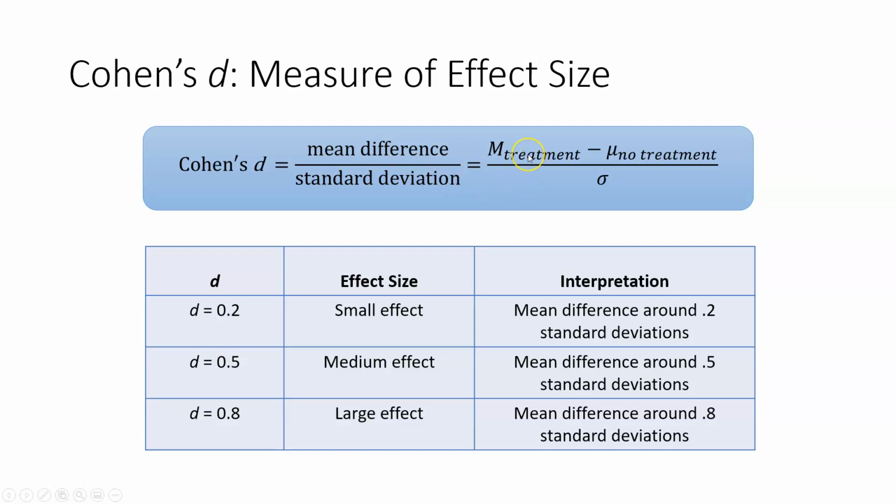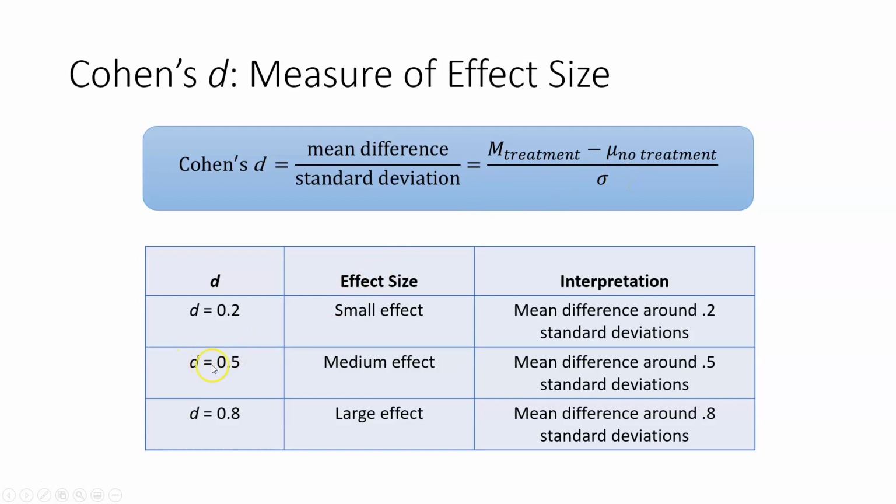So what this is doing is it's saying how big is the difference? How big is the difference between the sample that got a treatment and the population that didn't have a treatment? And we're going to divide this by the population standard deviation, or in other words, how far apart the scores typically are. So if you have a d of 0.2, that means that you have a treatment difference compared to your no treatment people that is about 1/5, 0.2, 1/5 of a standard deviation.